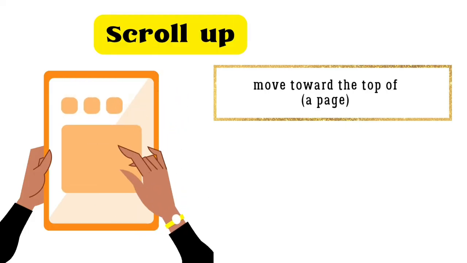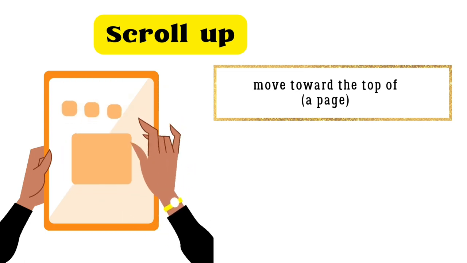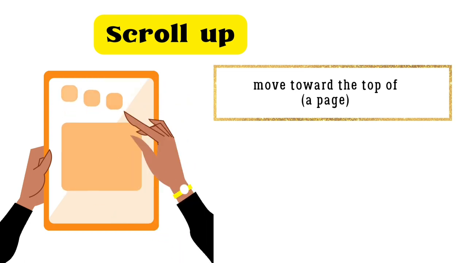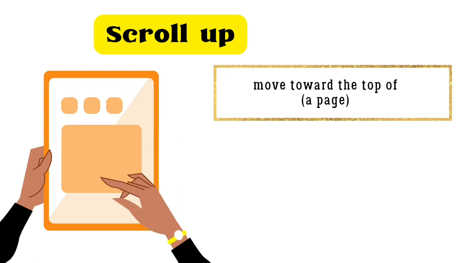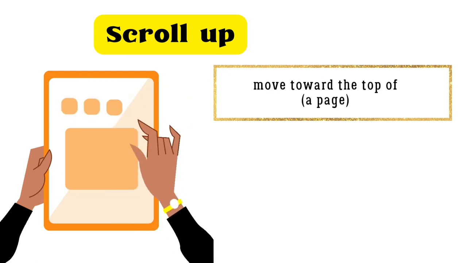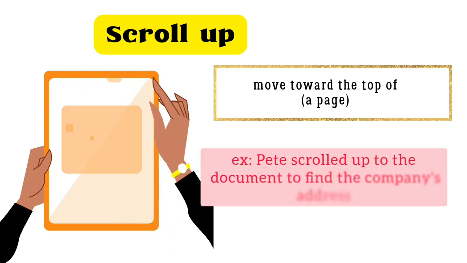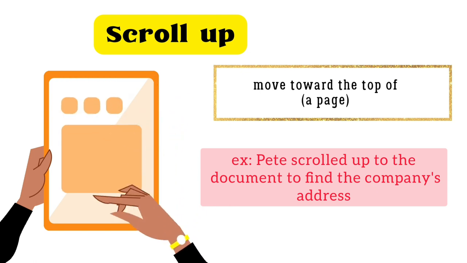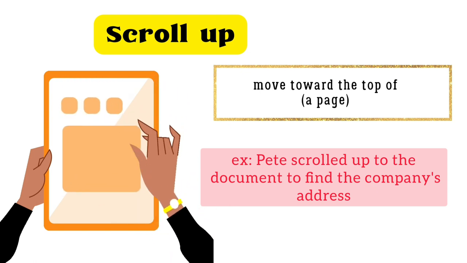Scroll up. Scroll up. It means to move toward the top of a page. For example, Pete scrolled up to the top of the document to find the company's address.